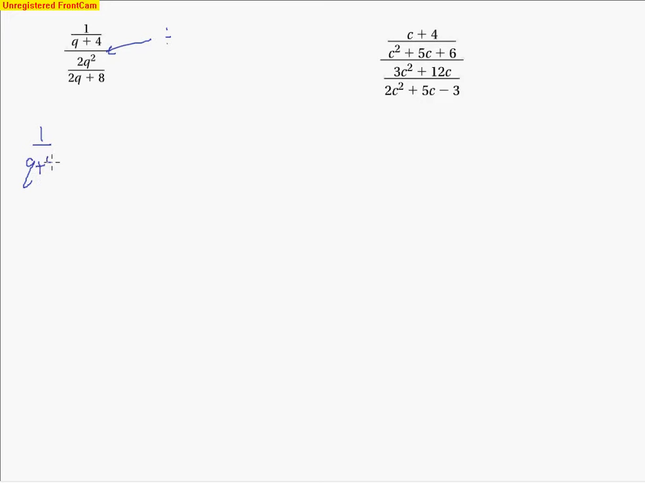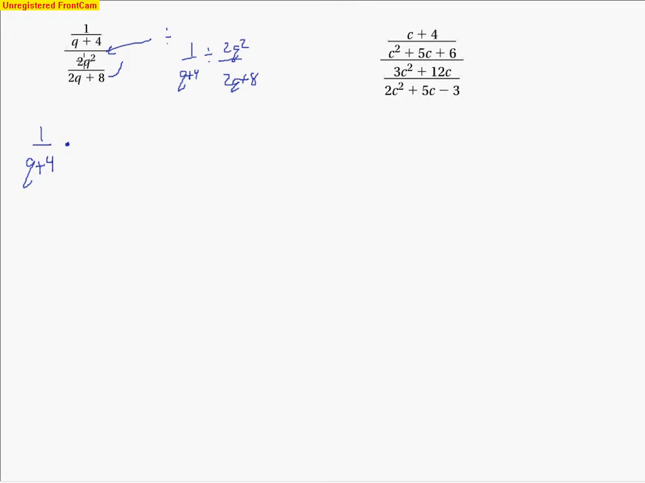1 over q plus 4 multiplied by, now remember, the far denominator is going to go on top, because if you were to rewrite this as a division problem, it would look like this: 1 over q plus 4 divided by 2q squared over 2q plus 8. That's what the problem would look like. And so we're going to multiply by the reciprocal.